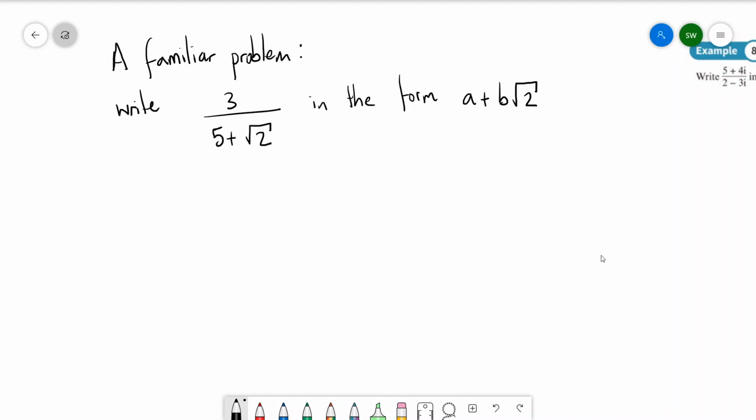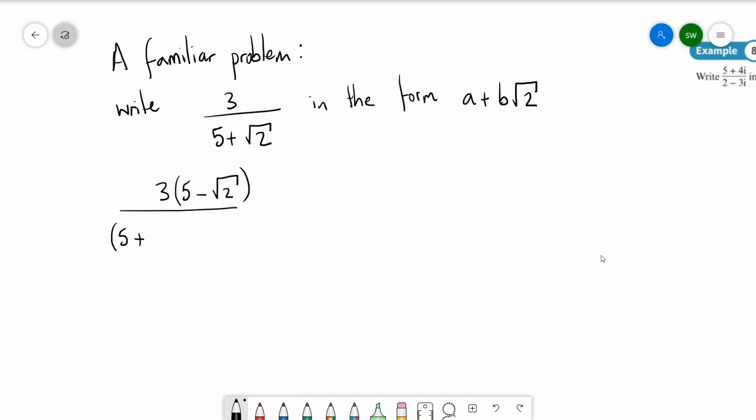Okay, before we look at how to divide complex numbers, we're going to look at a familiar problem which is closely related to dividing complex numbers. If we had a fraction where we've got 3 divided by 5 plus root 2, often we don't like the fact that we've got a surd in the denominator, and we try and write it in this form, a plus b root 2. And you should know that in order to solve that, what we do is we multiply the top and the bottom of this fraction by 5 minus root 2.